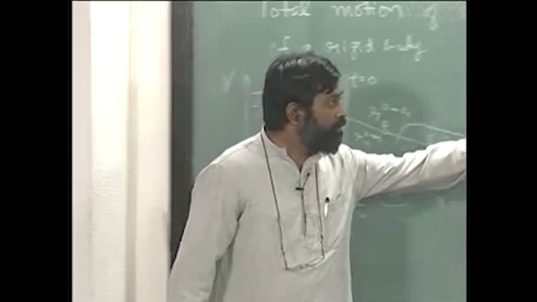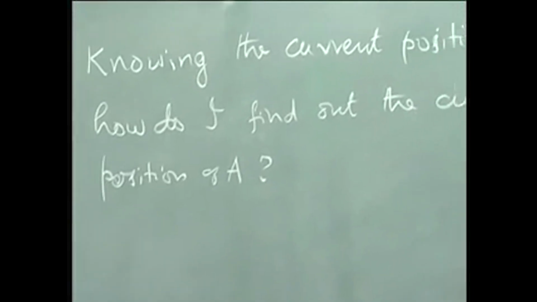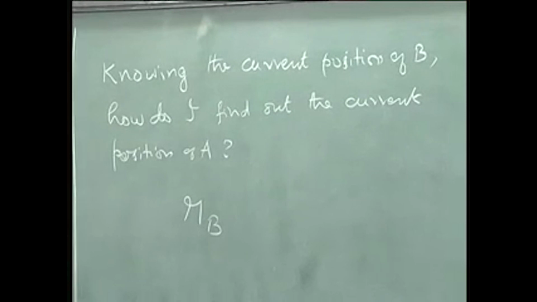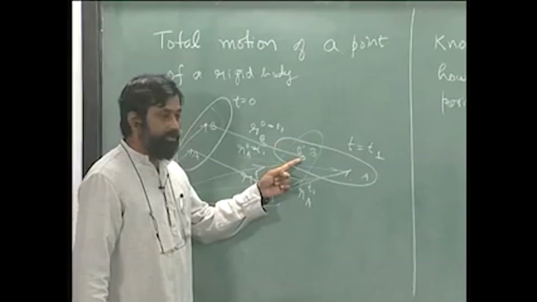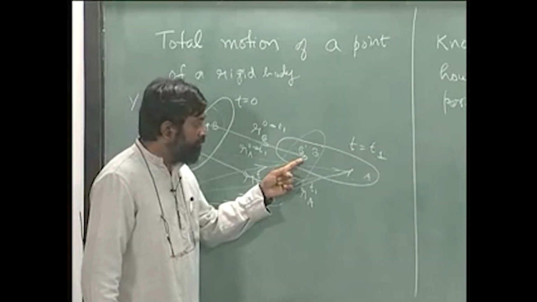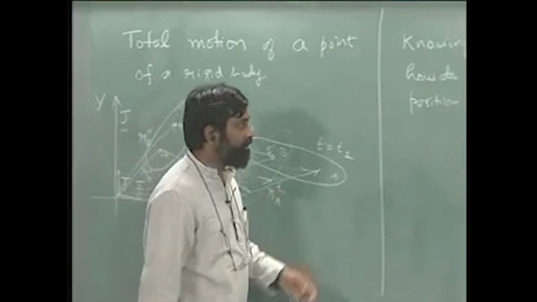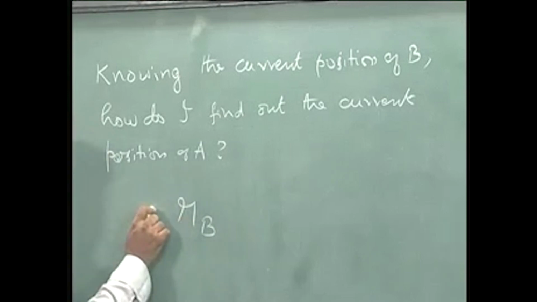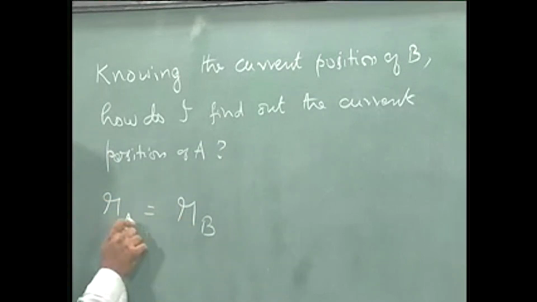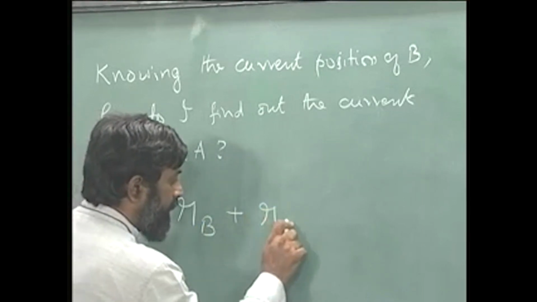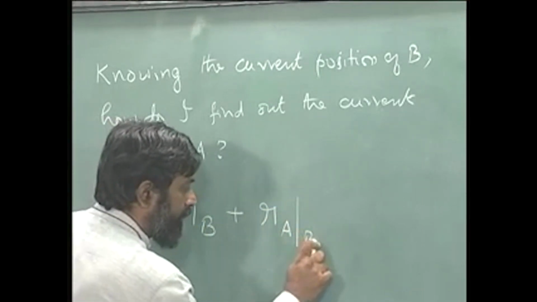So, now I know how to find out the position. First, I locate the position of B. Once I locate the position of B, then I will find out what is the position of A with respect to B. Okay. How do I write that? The position of A can be found out by position of B plus position of A, but now with respect to B.